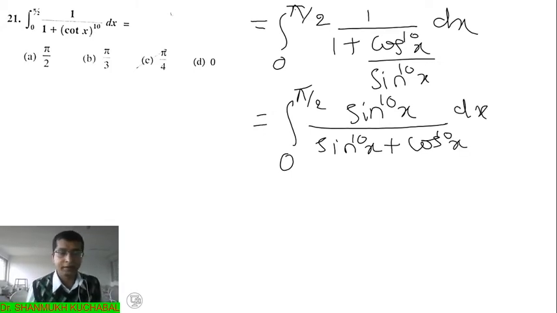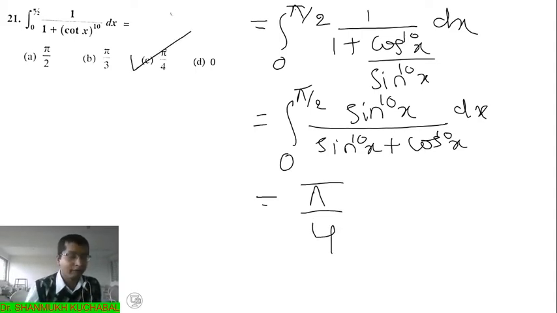So here we observe that this is a standard property: sin raised to nx divided by sin raised to nx plus cos raised to nx. So the solution is pi by 4. Therefore option C, pi by 4, is the right answer.